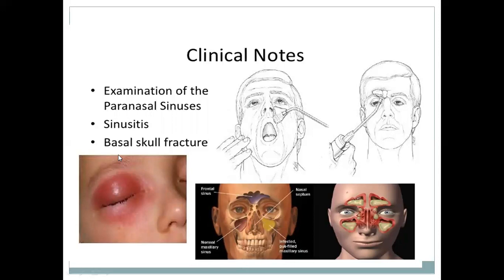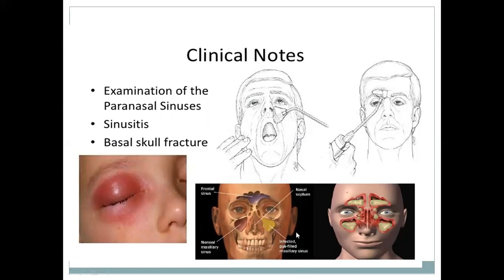If there is a basal skull fracture, when the base of the skull is fractured due to any trauma, it leads to the release of cerebrospinal fluid through the nose and through the ear. So the sinuses are filled with cerebrospinal fluid in case of a fracture of the base of the skull. The infection is called sinusitis, and this yellow infected maxillary sinus is filled with pus.